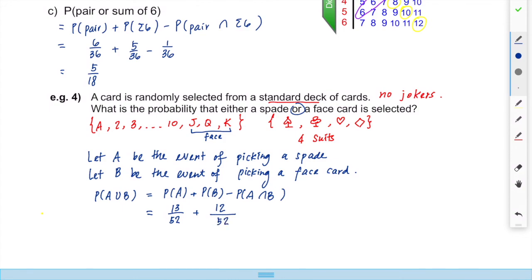52. And then we need to subtract the common elements. So what's the common element here? We're talking about face cards of spades. So Jack of spades, Queen of spades, and King of spades. So that's 3 cards out of 52. So let's simplify this. 13 minus 3 is 10 plus 12 is 22. If I simplify that, it's 11 out of 26. Okay, so that's the probability of getting either a spade or a face card.